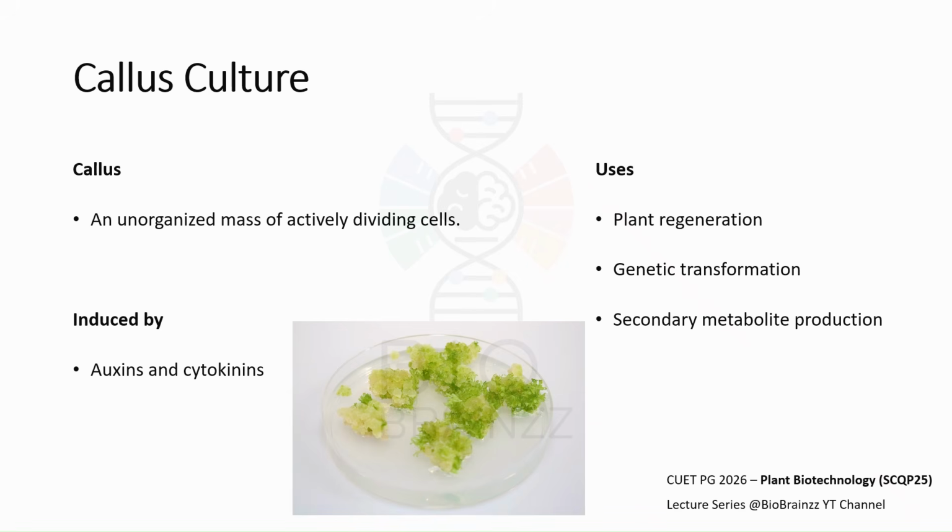Callus cultures are also important in genetic transformation experiments because transformed cells can be selected at the callus stage and later regenerated into whole plants. In addition, callus or derived cell suspension cultures are used for the production of secondary metabolites such as alkaloids, pigments, and pharmaceuticals. For CUET-PG, remember somaclonal variation: genetic variation that arises during tissue culture is most commonly associated with callus culture.